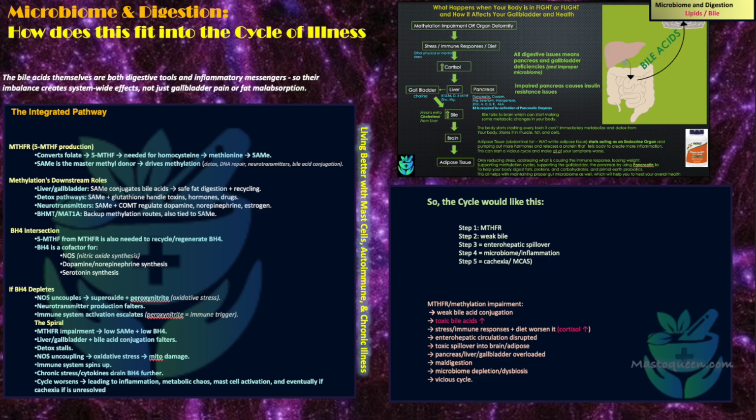The 5-MTHF from MTHFR are also needed to recycle and regenerate BH4. BH4 is a cofactor for NOS, that's that NOS gene in methylation, which is nitric oxide synthase. It is also needed for dopamine and norepinephrine synthesis. If it's not working properly, or you don't have enough vitamin D, as well as having the COMT gene mutation, which we call the Hulk gene as a nickname, you're going to wind up making a whole lot of adrenaline, and it's going to make you very irritable and raise your stress responses tenfold.